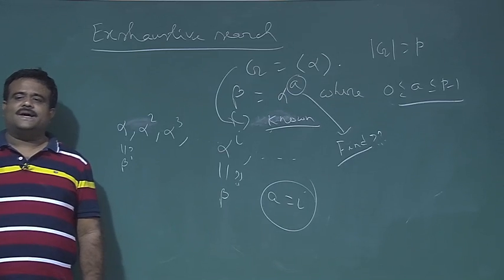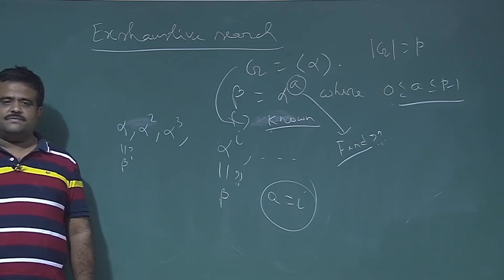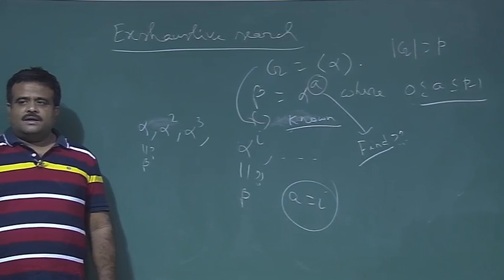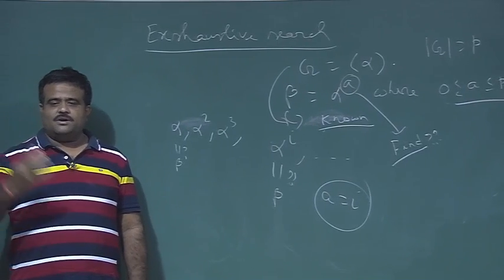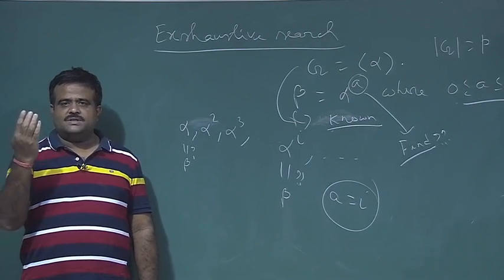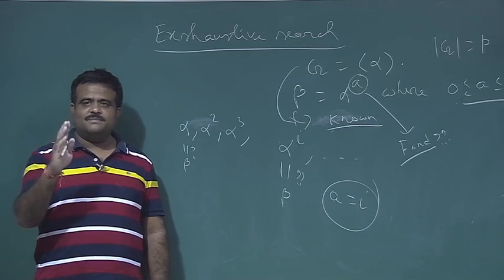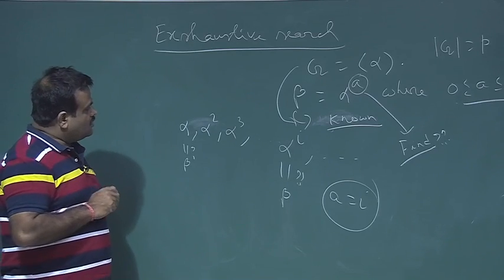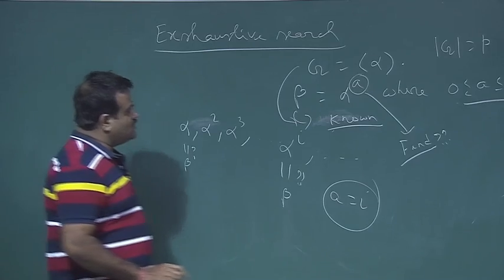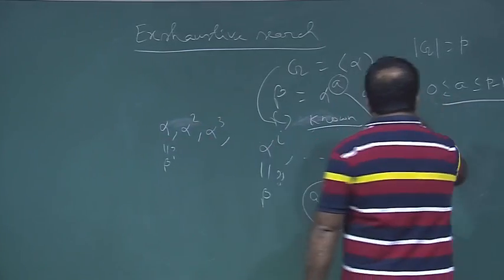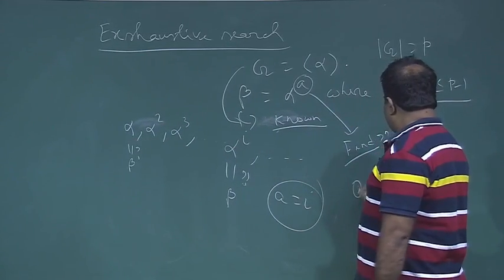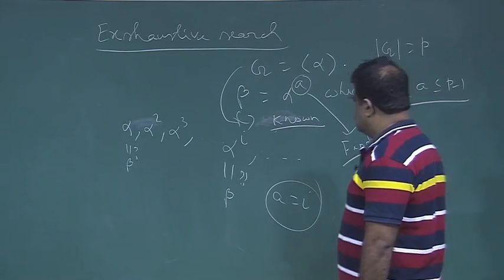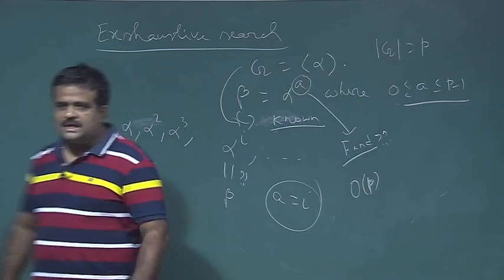We keep on calculating alpha, alpha square, alpha cube like this, and every time we check whether alpha to the power k is beta or not. If alpha to the power k happens to be beta, then k is our A. That is the exhaustive search, but how much time will this take? If the order is P, this will take order of P time.